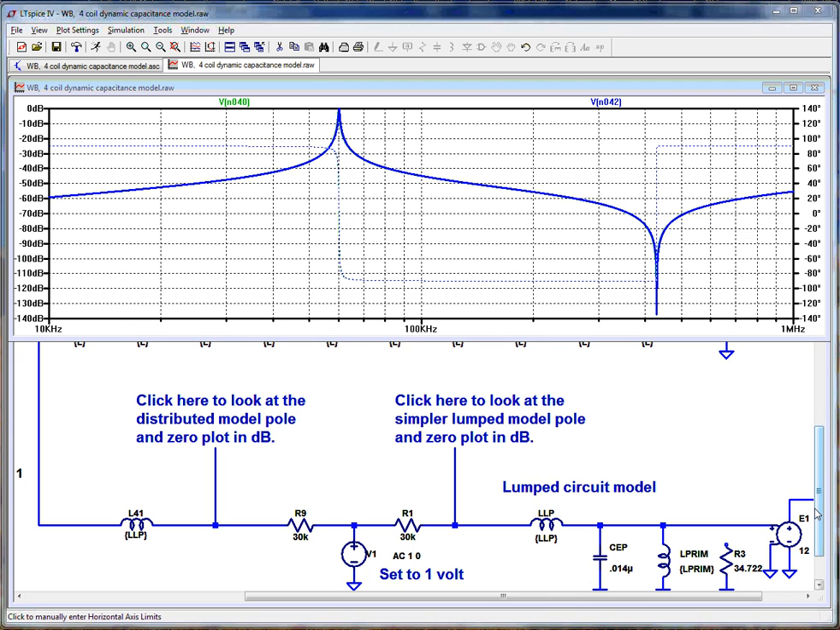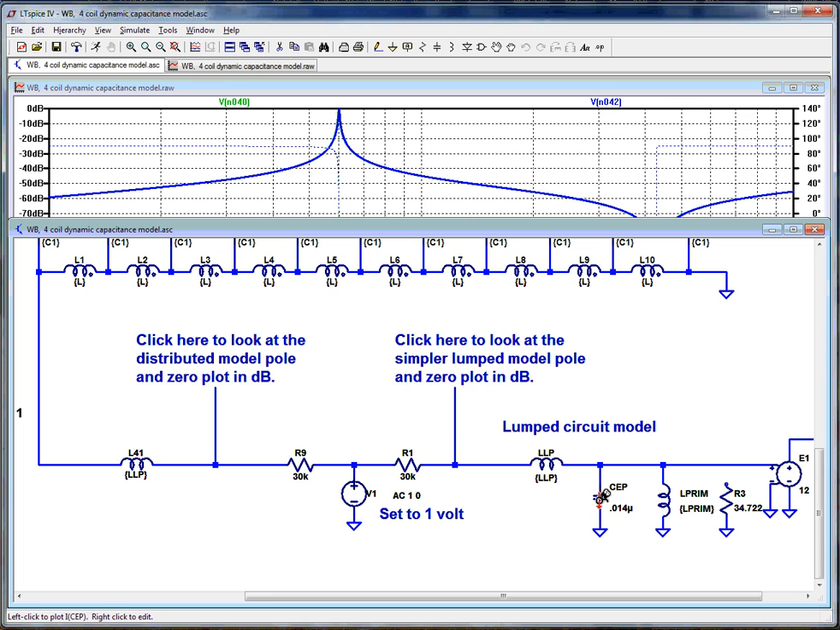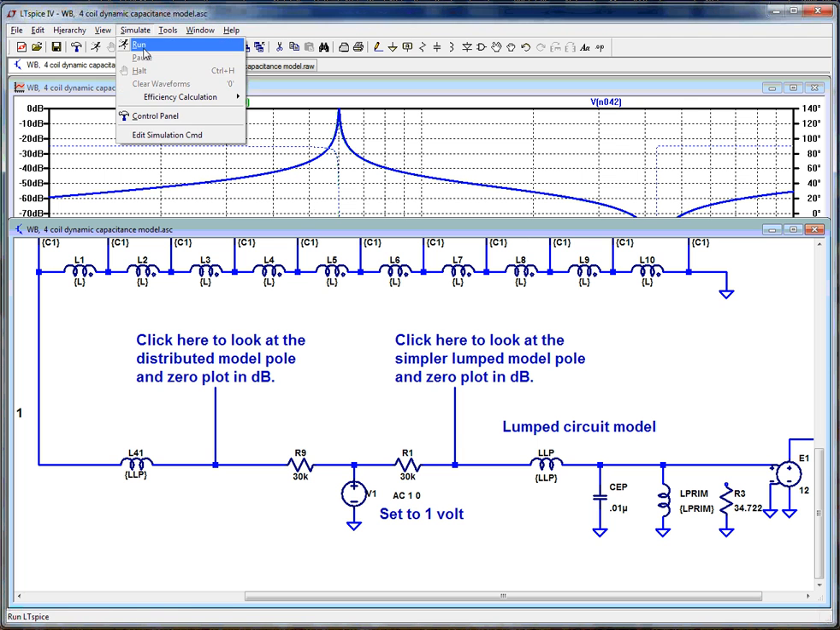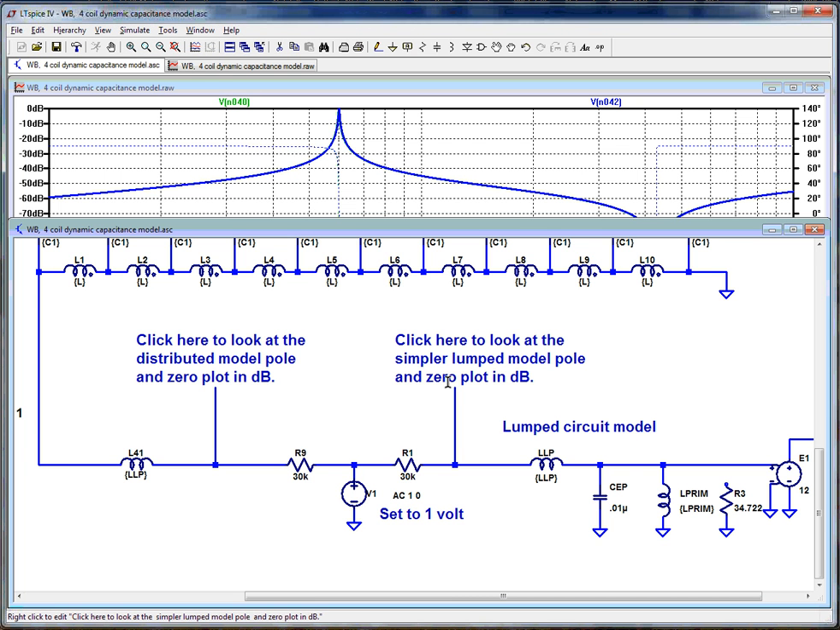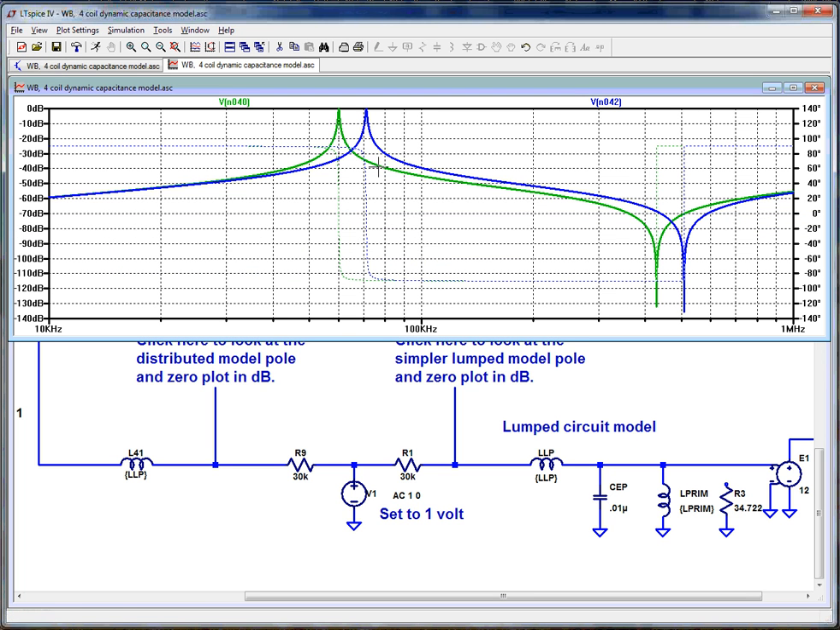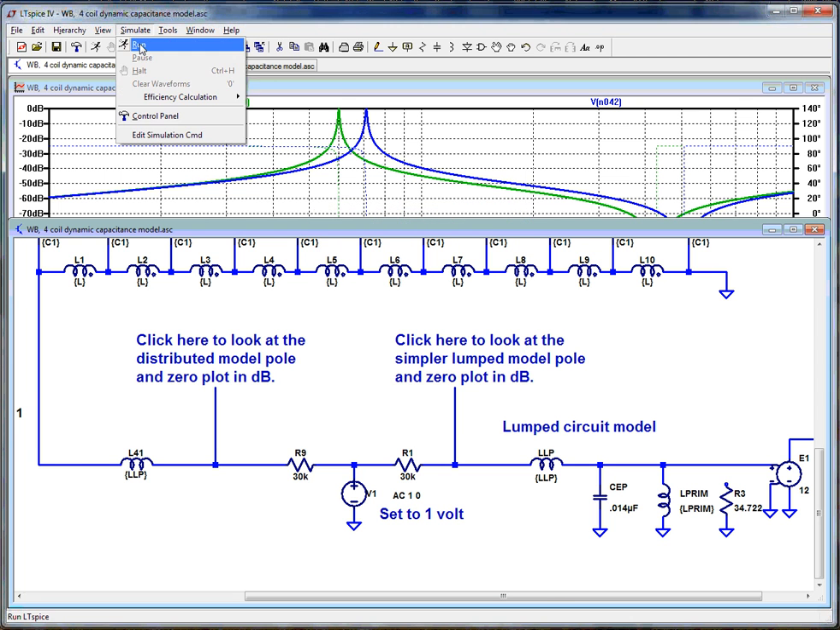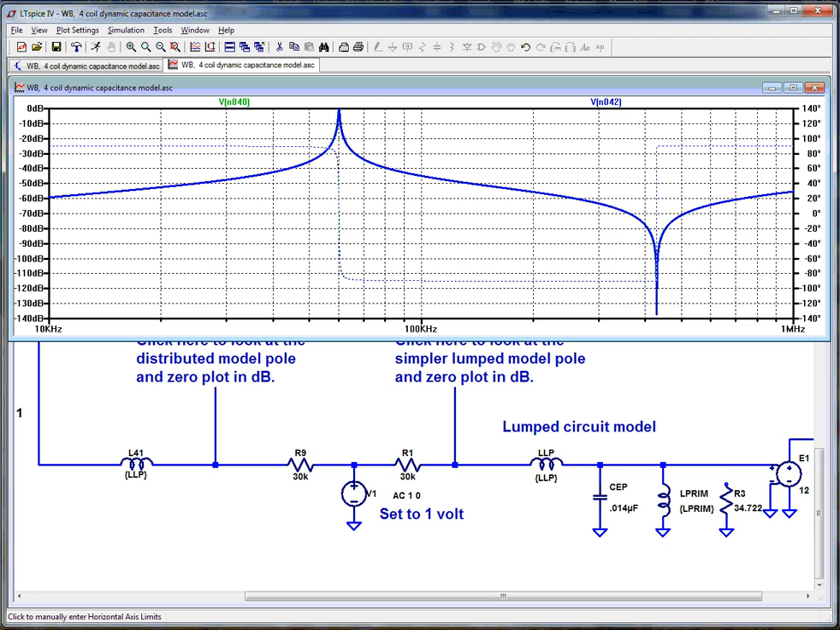And just to show you what happens if we have the wrong number, we've done this before, I'll do it again. Let's change that to 0.01 microfarad. And run it again. And you can clearly see they don't match. Change this back to 0.014 microfarad. Run it again. We're back to the match. Okay?